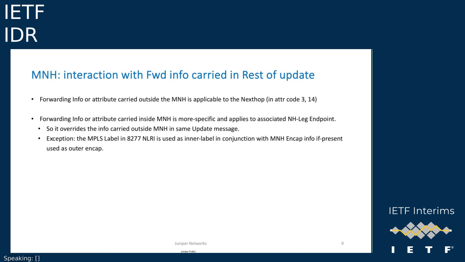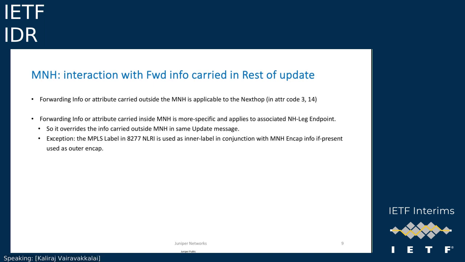So as we see, what MNH is trying to do is scope information that's already carried elsewhere in the BGP update into one scoped attribute. So it may naturally happen that information is carried in at least two places: one inside the MNH, one in the rest of the BGP update. So how do we correlate which one we should use when we are constructing the forwarding using MNH?